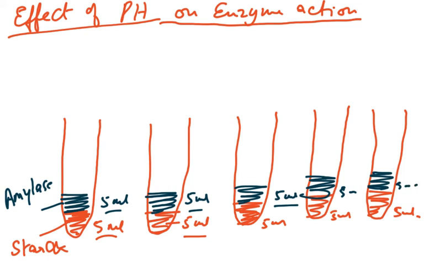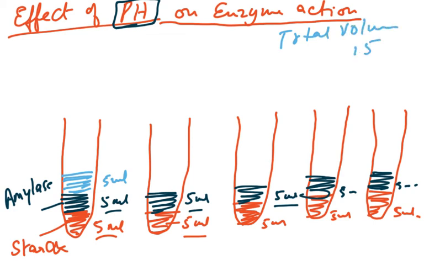Please remember, I'm just drawing it to make sure you know that we're going to do it in 5 different test tubes, but you have to start with one at a time. Now, in order to change the pH, you know what pH is? pH is the power of hydrogen. So you need to add something to it. But the important thing you've got to remember is that it must be the same volume. So whatever you're going to add has to be 5 ml. So the total volume in each test tube is 15 ml.